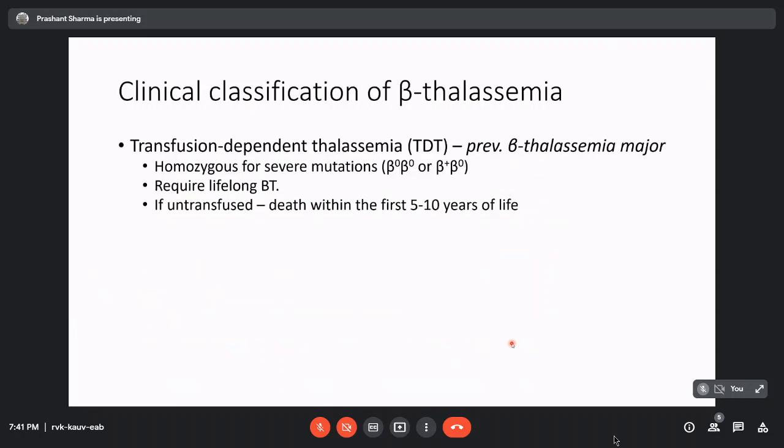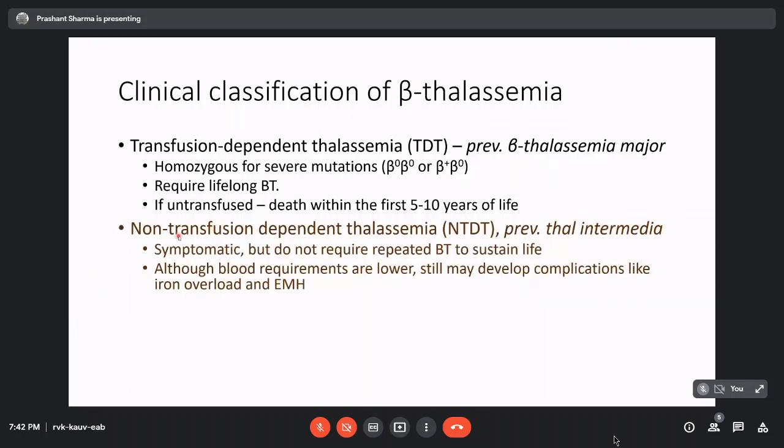The classification of beta thalassemia that we use most often, however, is the clinically based one. In this, the most severe form of the disease is called transfusion dependent beta thalassemia, or TDT. This was previously known as beta thalassemia major, and most of these patients are going to be homozygous for a severe mutation, so a combination of beta naught, or a combination of beta naught and beta plus. These people are going to require lifelong blood transfusions to sustain life, and if we don't transfuse them, then they are going to be dying within the first 5 years or so of their life.